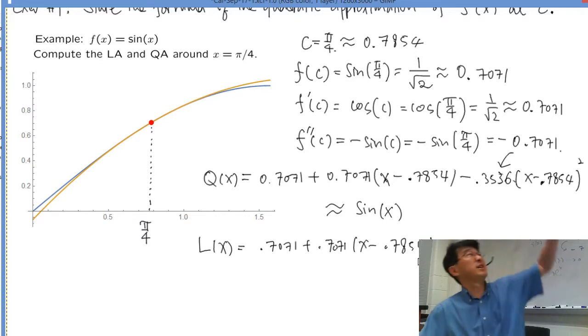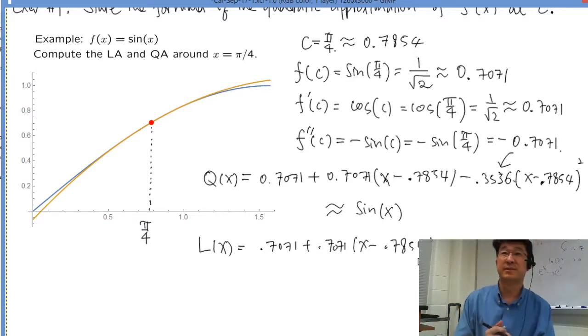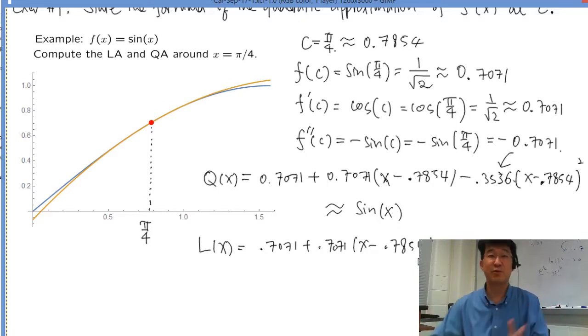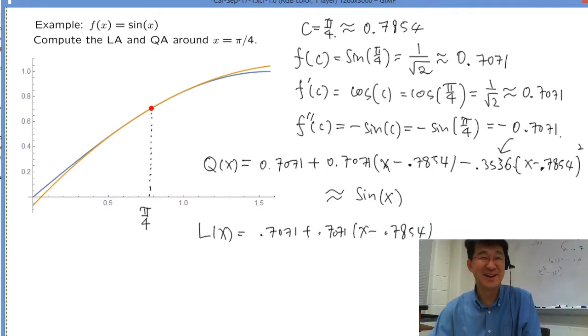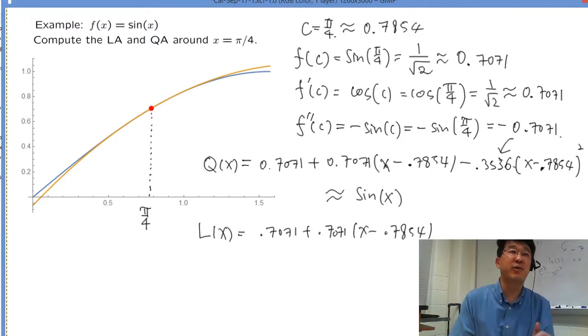It's not an exercise, it's an example. Yeah. I said exercise. It's all recorded, so I can't deny it. So I apologize. This was an example. Okay, so why do we calculate this Q of x?